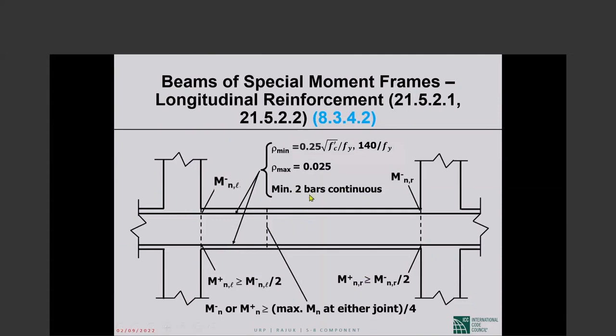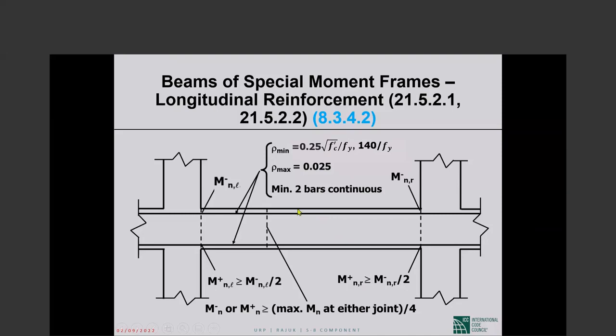The maximum percentage of reinforcement top as well as bottom, 2.5%. This is 3/4 of rho balanced or its equivalent in the main body of the code. The net tensile strain shall not be any lower than 0.004. Remember, in high seismic construction, the 2.5% limit is a constructability limit. Above that, concrete placement becomes difficult. That is the reason.